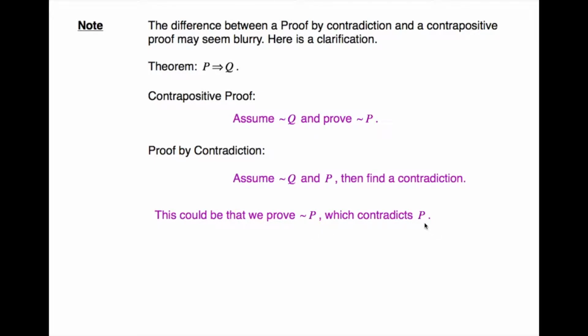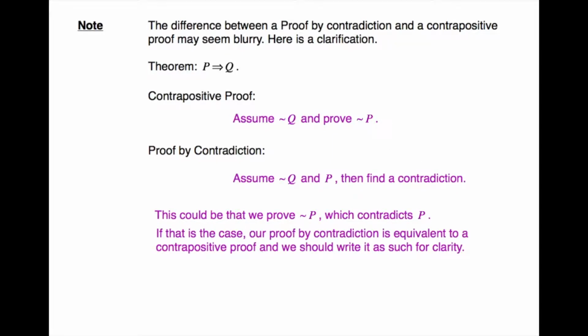If this is the case, you want to avoid a proof by contradiction. If you're doing a proof by contradiction and this is what you get, then you want to rewrite your proof as a contrapositive proof. It's more clear, it's more neat, and generally it's a more proper system of proofs. So if that is the case, our proof by contradiction is equivalent to a contrapositive proof, and we should write it as such for clarity.